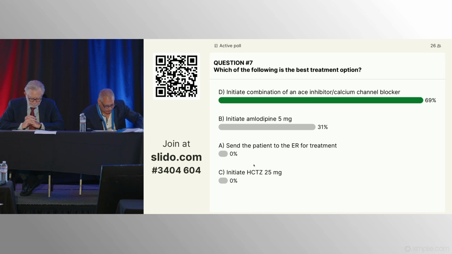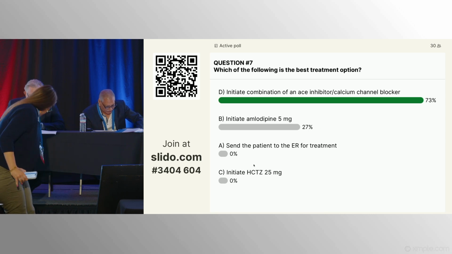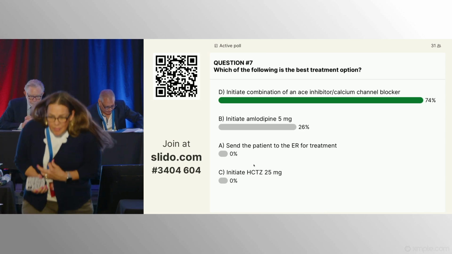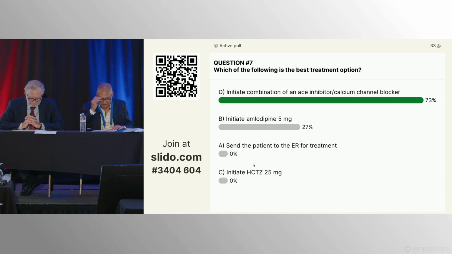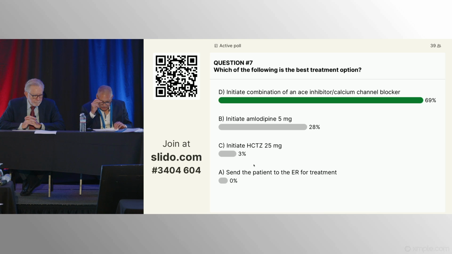A, send the patient to the ER for treatment. B, initiate amlodipine, 5 milligrams. C, initiate hydrochlorothiazide, 25 milligrams. D, initiate combination of an ACE inhibitor / calcium channel blocker. This patient has stage 2 hypertension.